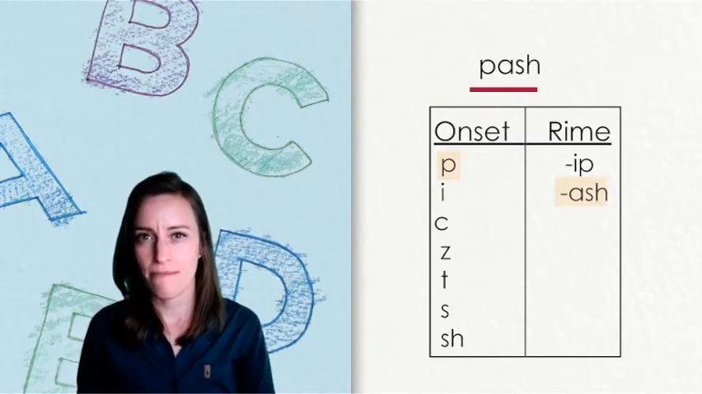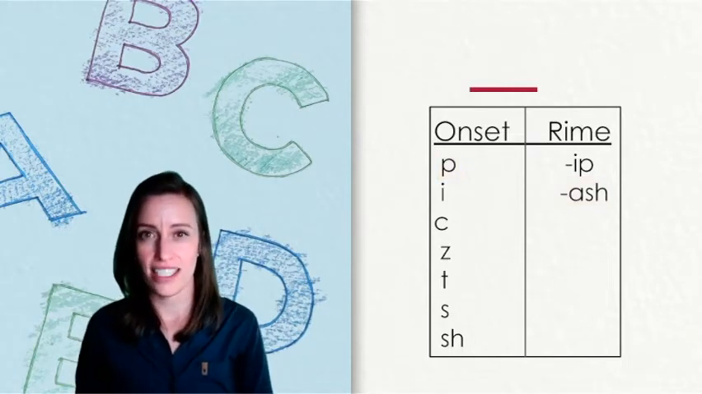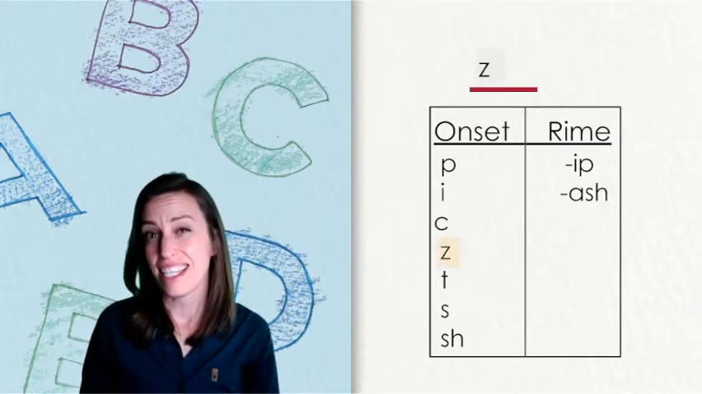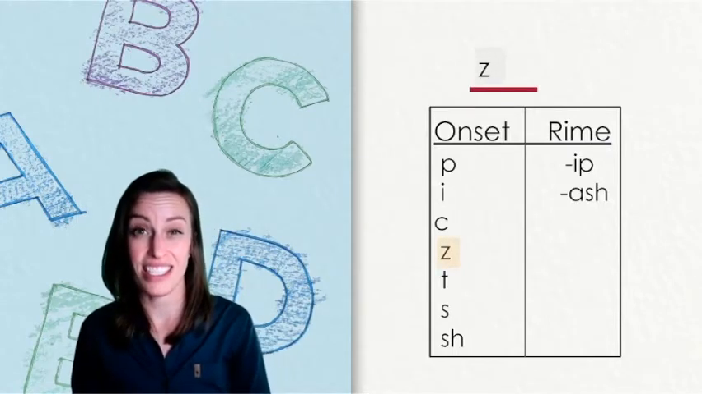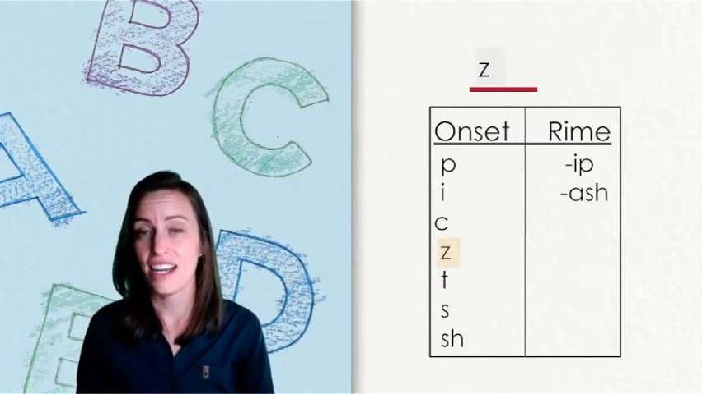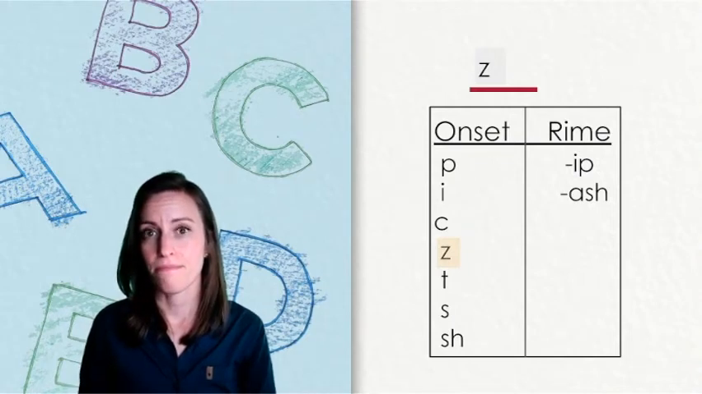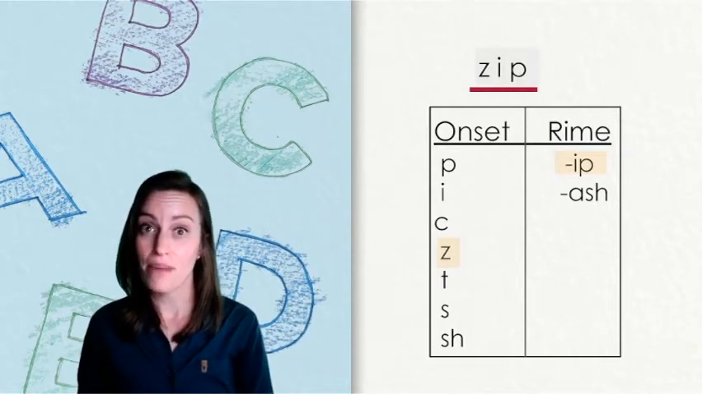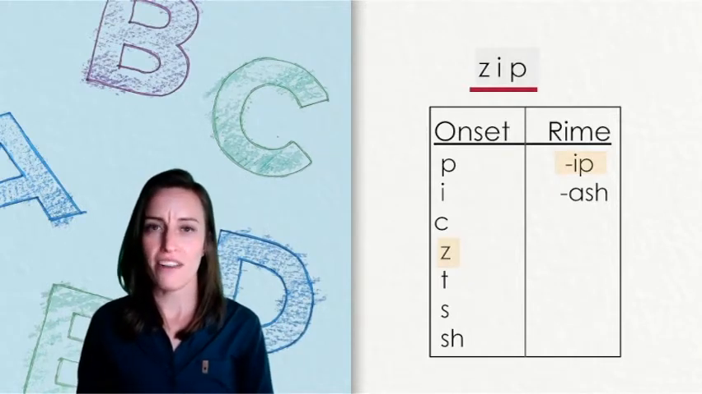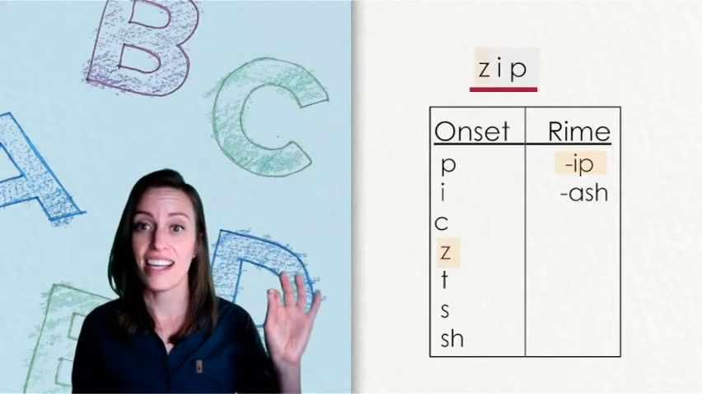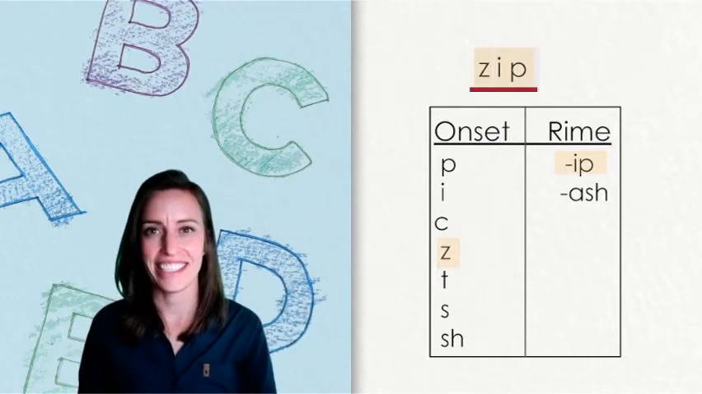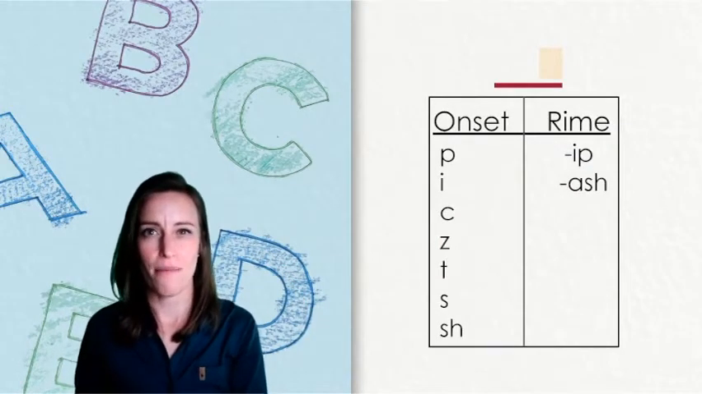Let's try it again. Let's pick a different onset. How about Z? So we have the sound Z. What rhyme should I choose to go with the onset Z? You've got it. I'm going to choose IP, ip. So we put that word together and we get Z, I, P, zip. Nicely done. Let's try another combination.